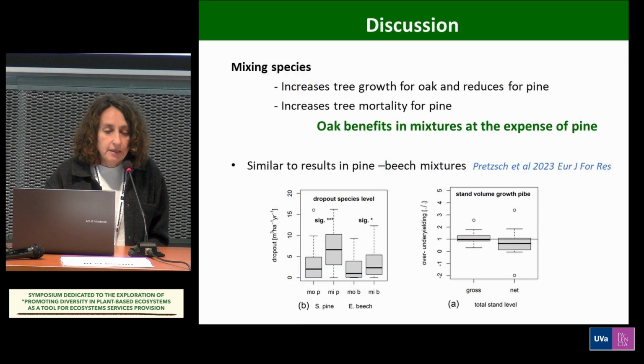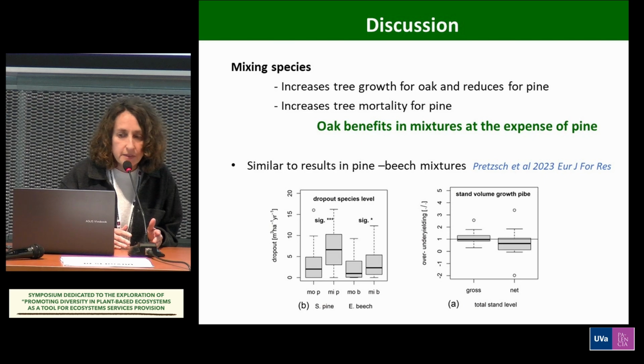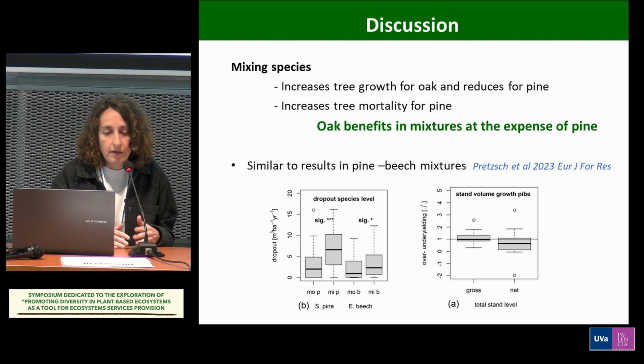So we can say that if we mix these two species, the mixing increases tree growth for oak, but reduces the growth for pine, and increases the mortality of pine. So oak benefits in mixtures at the expense of pine. So this is not an unstable mixture.